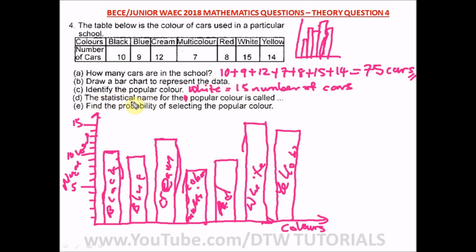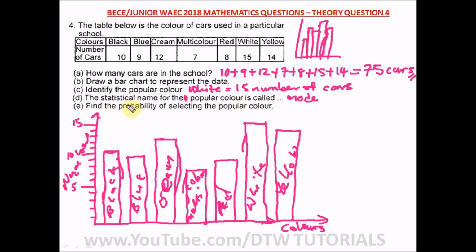But this question says what is the statistical name for the popular color? What is it called? So the statistical name is mode. All right, if you were asked for your average, it means your mean. If you were asked what is the statistical name of the middle number, it is your median. So for this, the statistical name for the popular color is your mode.